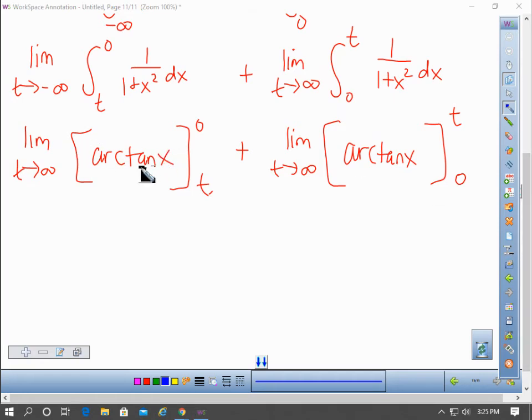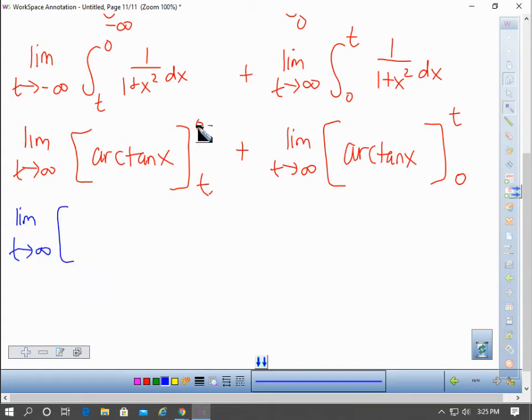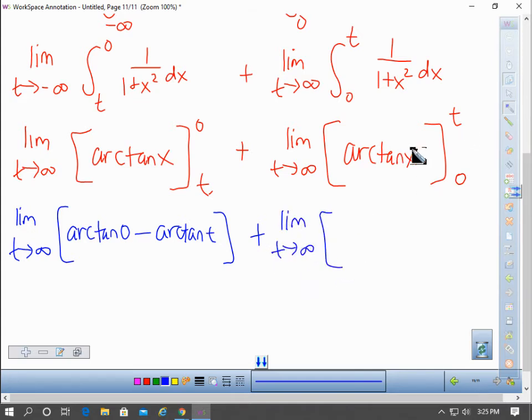All right, so I'm going to do the fundamental theorem, and then I'm going to take my limit. So I'm going to do the limit as t goes to infinity. Got to do the fundamental theorem here. So I'm going to put a 0 in first. So that'll be arctan of 0 minus, and then put your t in, arctan of t. And we'll come back and fix that and figure it out. And then here I'm going to do the limit and let t go to infinity. Do the fundamental theorem. So I'm going to put t in first. So arctan of t minus, put in a 0, arctan of 0. Okay?